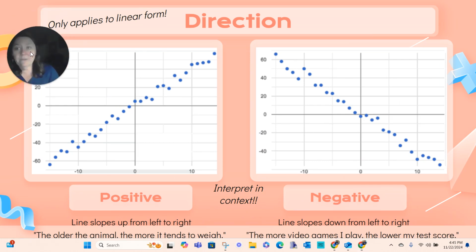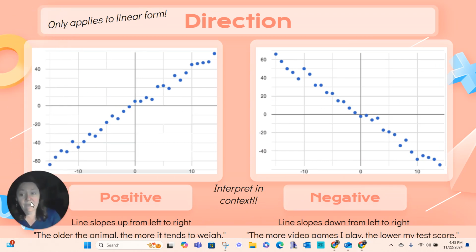So what about the direction that you'll talk about? Of course, students are going to practice all this. I'm just hitting the highlights for you. Well, of course, direction is only going to apply if it is linear. The linear form will be either positive or negative, just like your slope is positive or negative. It's either going to slope up from left to right, so that means as x increases, y increases, or it'll slope down from left to right. As x increases, y decreases. You have either a negative or a positive direction here.